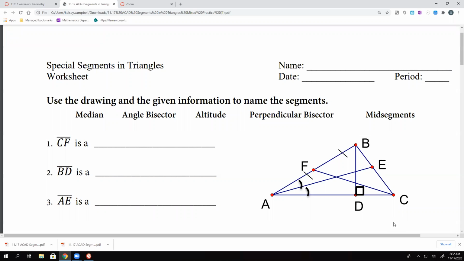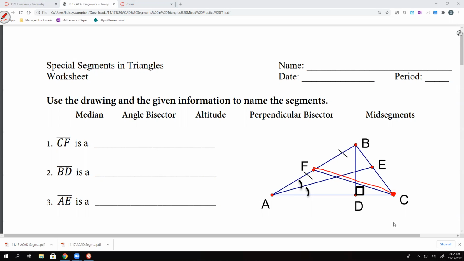All right. So let's do the first section here. It says use the drawing and the given information to name the segments. They give us the options up here. So CF. I'm just going to start here at C, goes to F. What do you notice? It's starting at a what? A corner, a vertex, yes? Quinn.